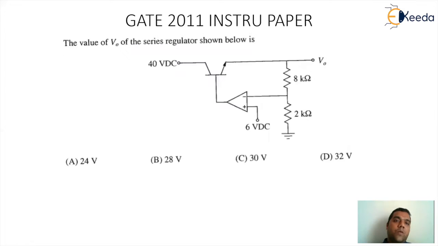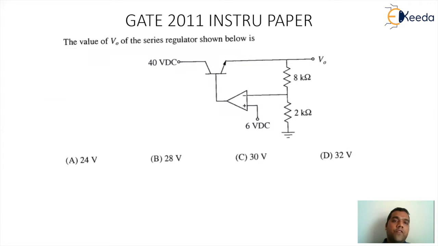This is from the GATE 2011 IN paper. Let's have a look at the question. The question is, the output value VO of the series voltage regulator shown below is. So here this is a transistorized regulator circuitry where we are having op-amp as a comparator with a reference voltage of 6 volt connected to the non-inverting pin of the op-amp. The supply voltage is 40 volt DC and we are supposed to find the value of output voltage VO for the series regulator. So here the property of op-amp will come into picture.